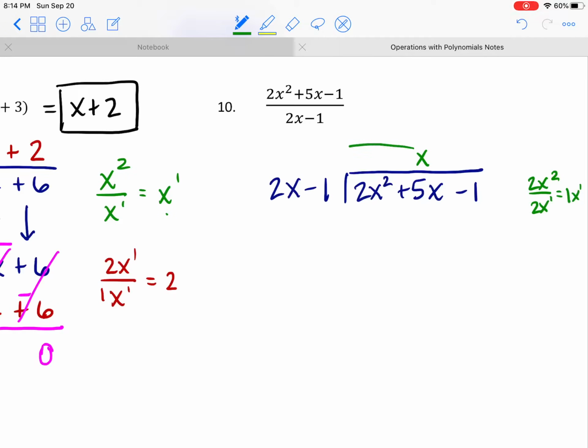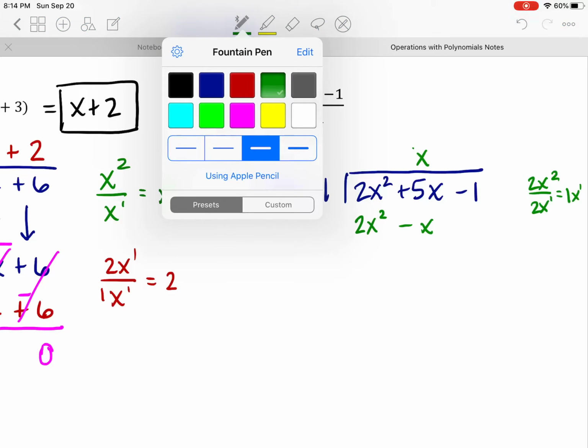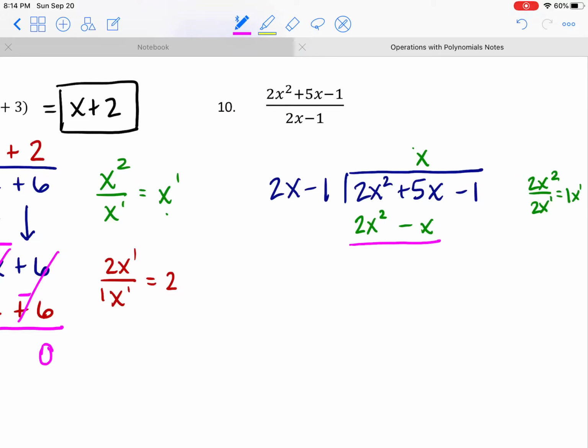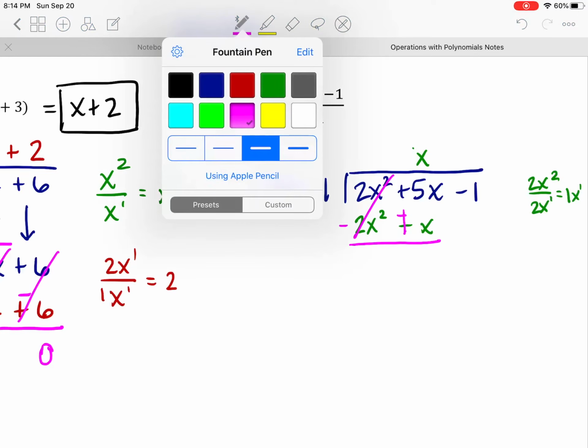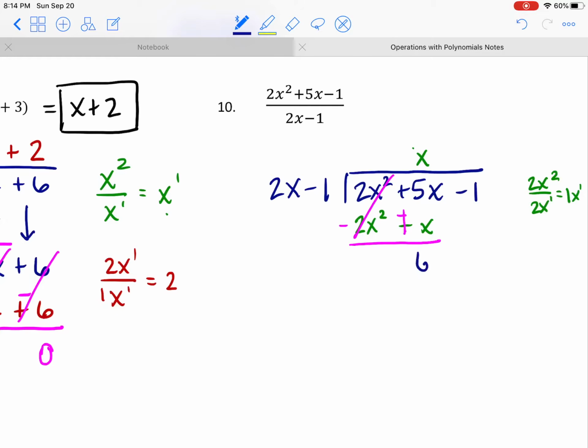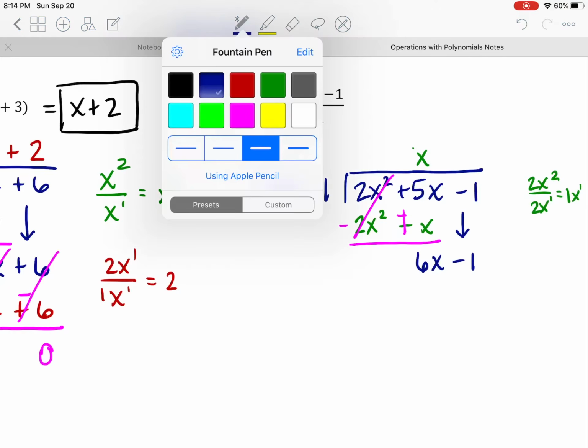And now I have to multiply that. And the whole divisor gets used here. 2x times x is going to be 2x squared, and then negative 1 times x is going to be negative 1x. So I divided and multiplied, and now I have to subtract. So I'm going to draw this line and subtract. So 2x squared minus 2x squared makes those cancel. And what about here? Negative negative makes a positive, right? That's why I said draw your line and change your signs. That's going to make a positive there. So 5x plus x, minus a negative, is going to be plus. That's going to give me 6x here. And then I'm going to bring down my minus 1 and then do it again.